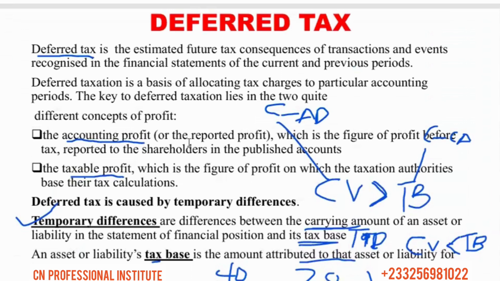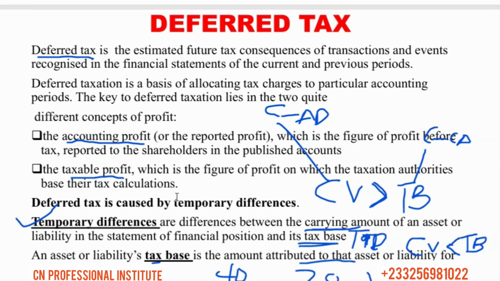We said for deferred tax, as it implies, we look at the estimated future tax consequence of a transaction or event that has happened today or in the previous period. We look at the two main things that can cause the deferred tax: differences between the accounting profit and taxable profit. Then we look at temporary difference. We said when you pick the carrying value of an asset and the tax base, the difference between them is what we call the temporary difference.